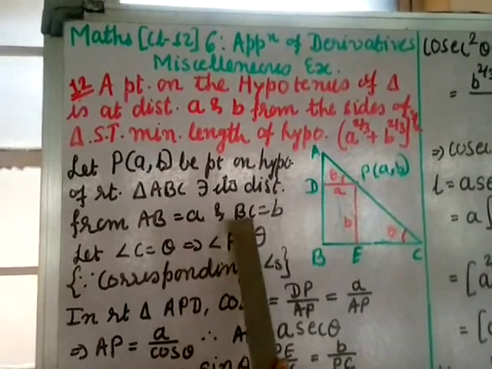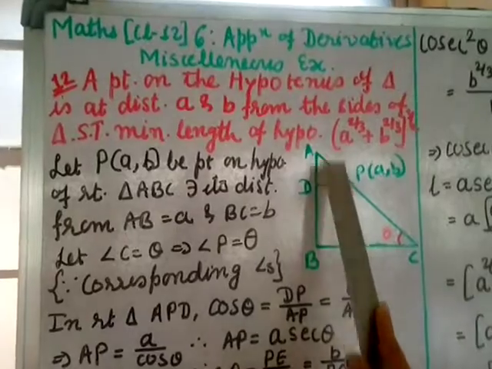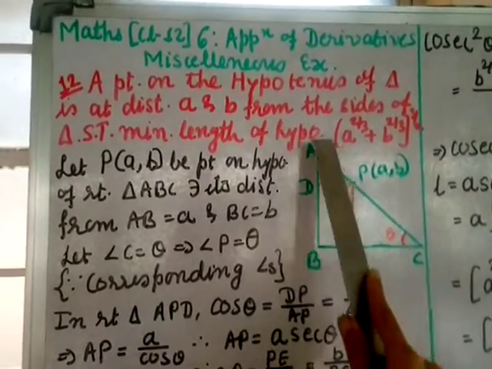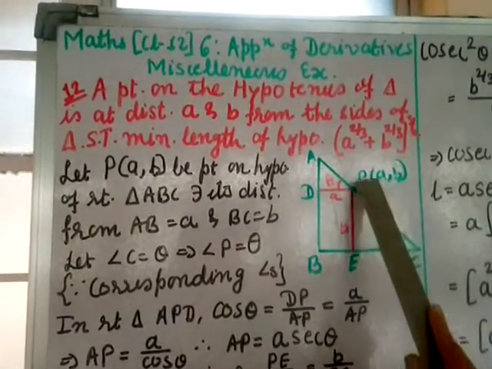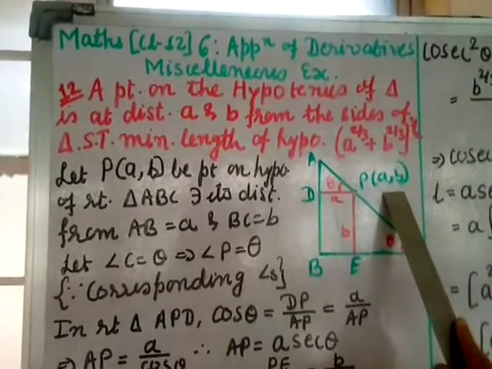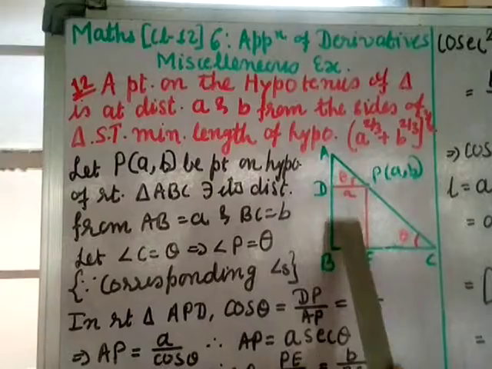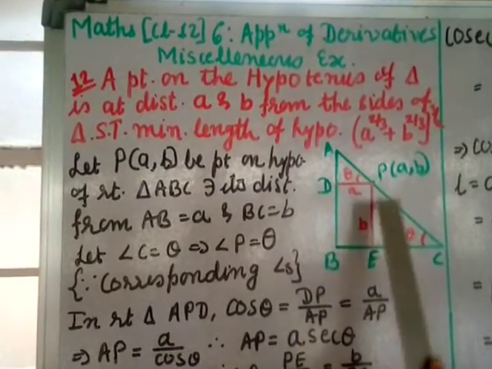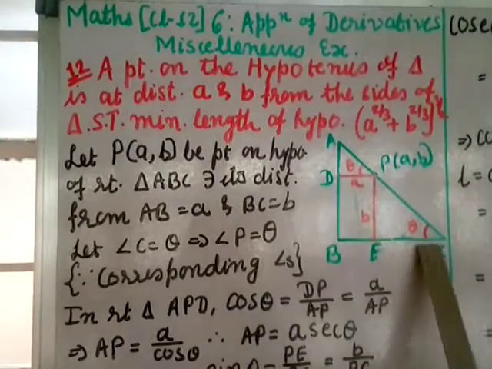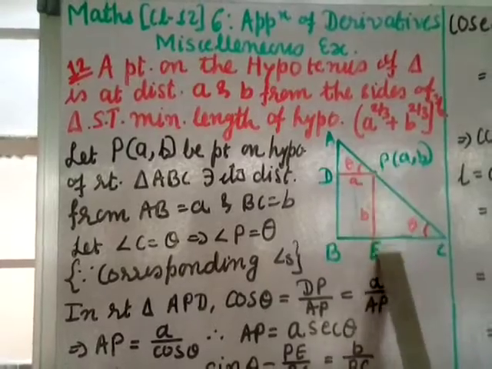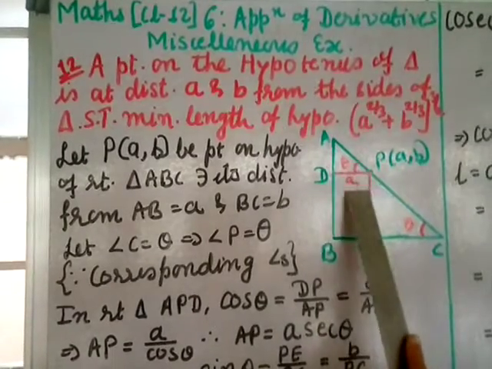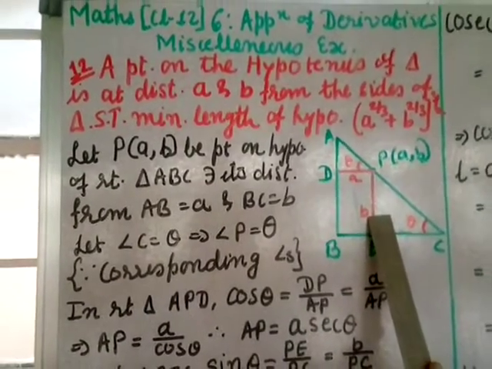is equal to a and from BC equal to b. ABC is a right angle triangle, AC is the hypotenuse. Here there is one point P on this hypotenuse. I take the distance of side AB from this point as a, and the distance of side BC from P as b. So this side I am taking as a, this side I am taking as b length.